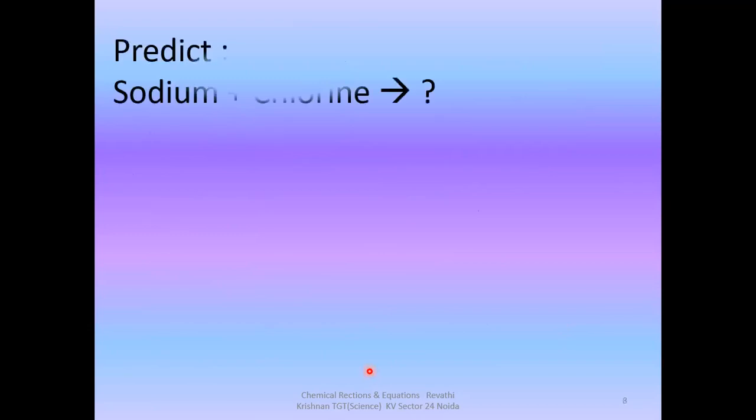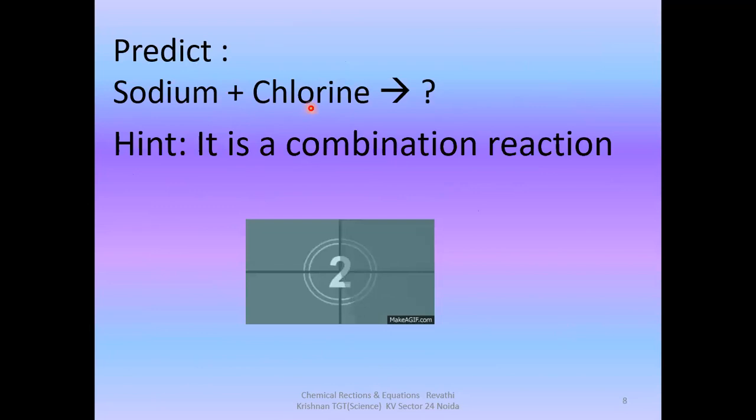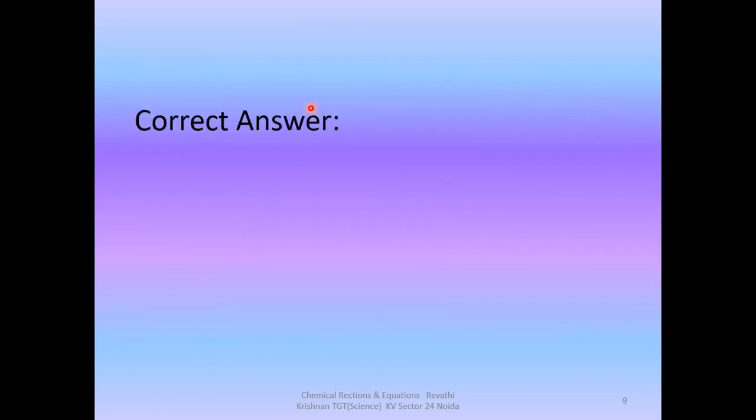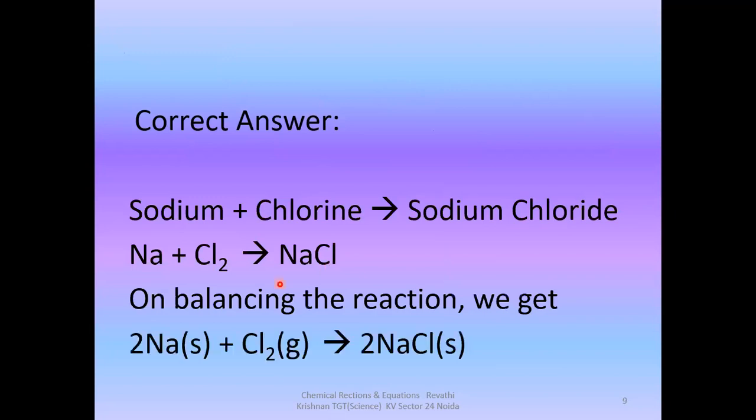Now, why don't you try predicting the next reaction? Hint, it's a combination reaction. Sodium and chlorine combine to give. The correct answer is sodium chloride. The equation can be written as Na plus Cl2 gives NaCl. The balanced equation is 2Na plus Cl2 gives 2NaCl. Let's put combination reaction on our concept board. The key point is only one product.